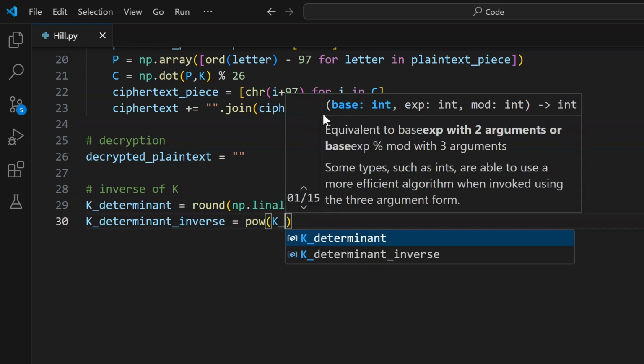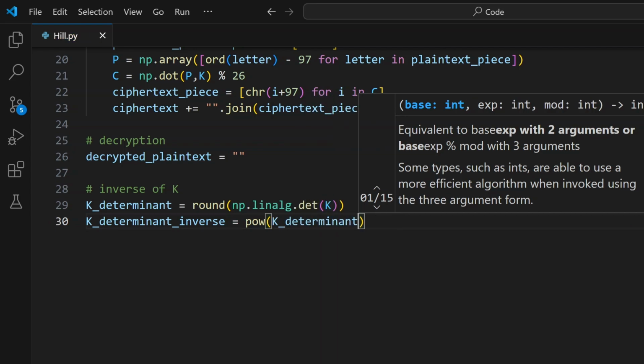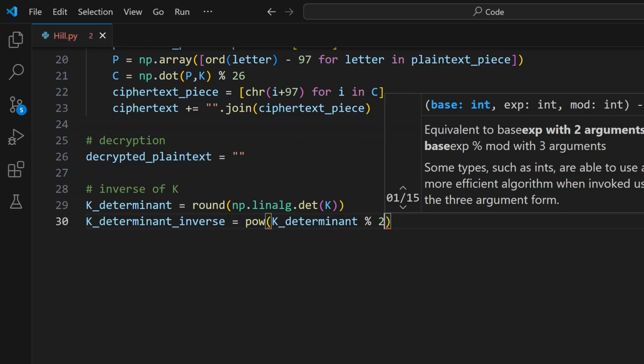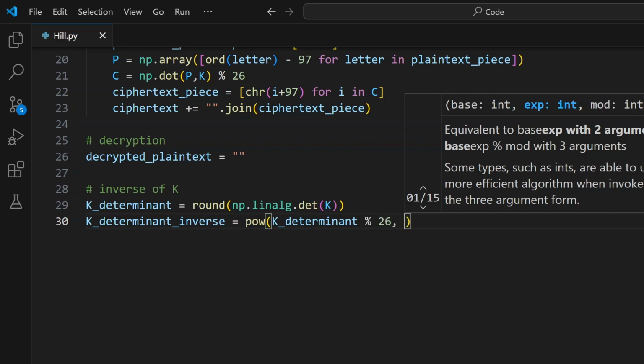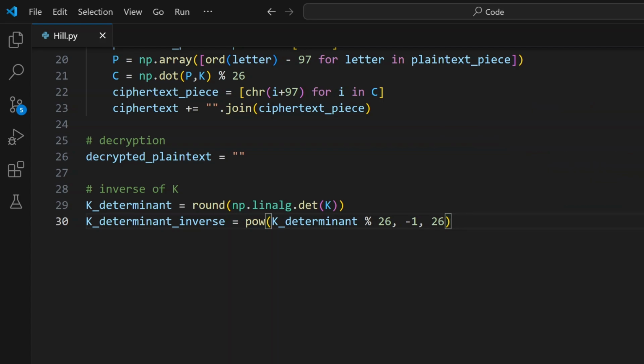Okay, so this is how you'd go about it. Using the power function ensures that you have the correct calculations. So this modulo 26, then this to the power -1, then modulo 26 again. But if you try to do it manually, you get a totally different answer. So just watch out for that.